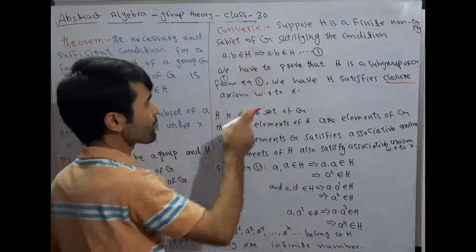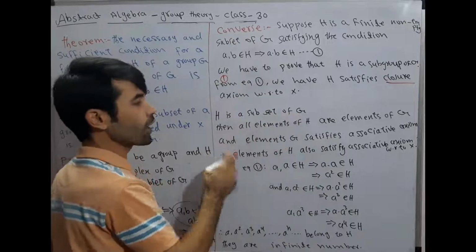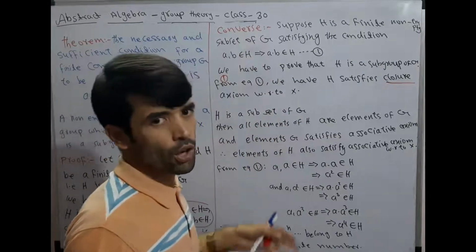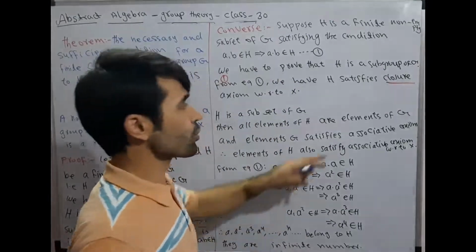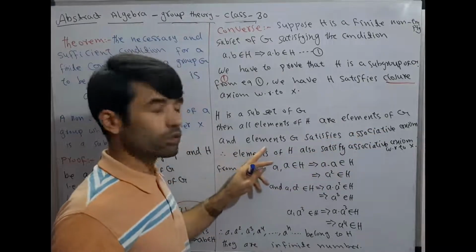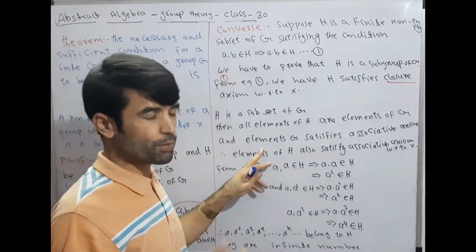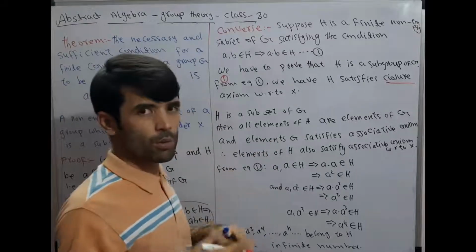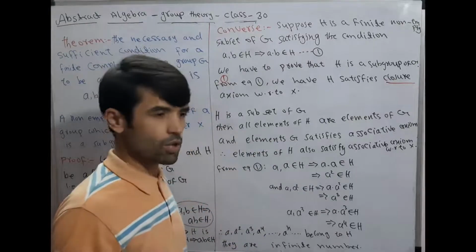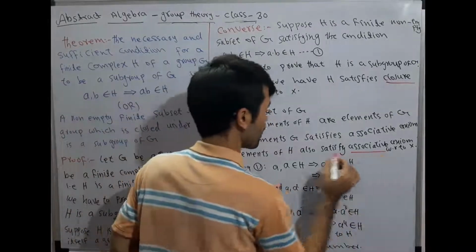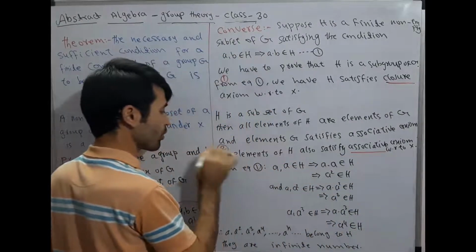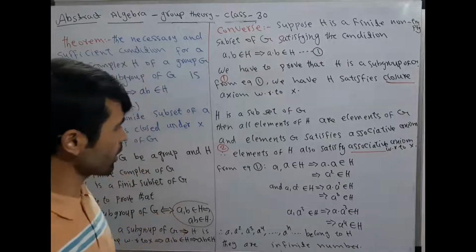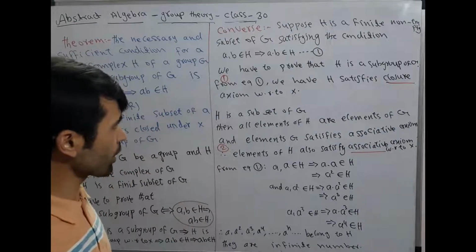Here, H is a subset of G. Then all elements of H are elements of G. G is a group. The elements of G satisfy associative axiom. Therefore, elements of H also satisfy associative axiom. From here we find the second axiom, associative axiom.